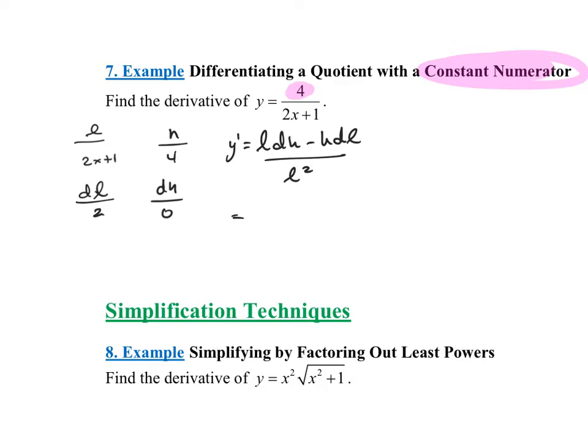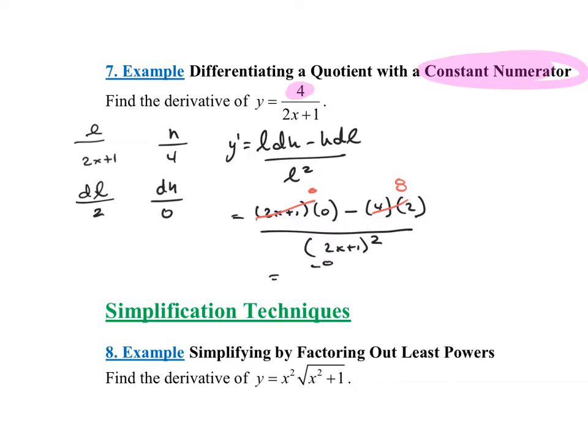But let's look at this. The low function would be 2x plus 1. Derivative of the high function, well, that's 0. Minus the high function, which is 4, times the derivative of the low function, which was a 2. All over the low function squared, which would be 2x plus 1, quantity squared. Look at that first part, that 2x plus 1 times 0. That's 0. 2 times 4, well, that's 8. So cleaning that up, I'd end up with negative 8 all over 2x plus 1, quantity squared. That would be my derivative right there.